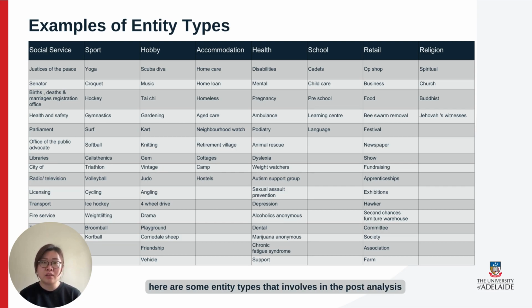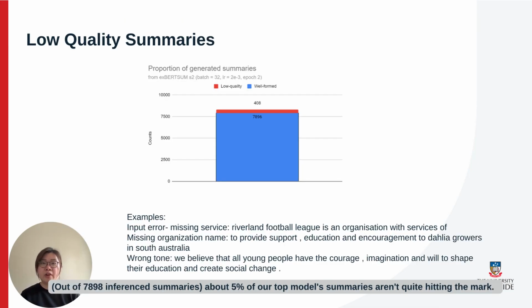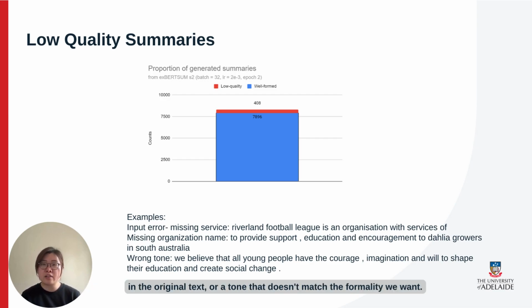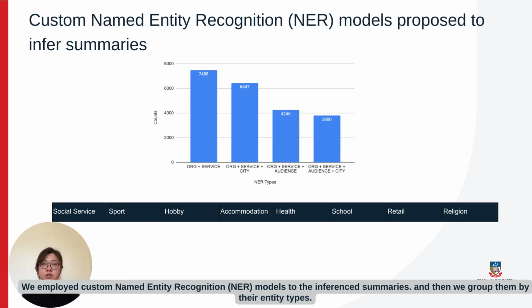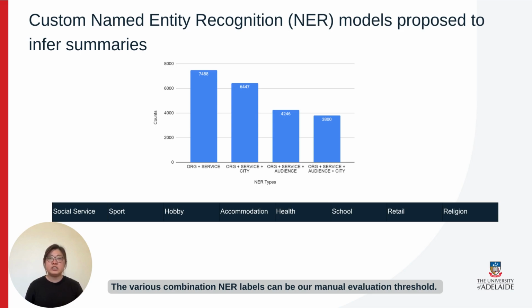the post-analysis. About 5% of our top model summaries aren't really hitting the mark. This might be because of human input error, like missing services or organization names in the original text, or a tone that doesn't really match the formality we want. We employ a custom NER model on the inference summaries, and then we group them by their entity types.